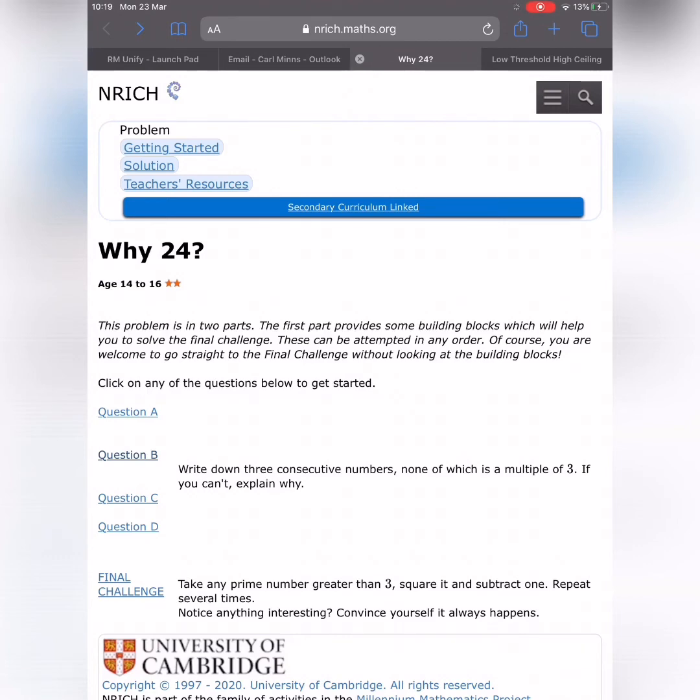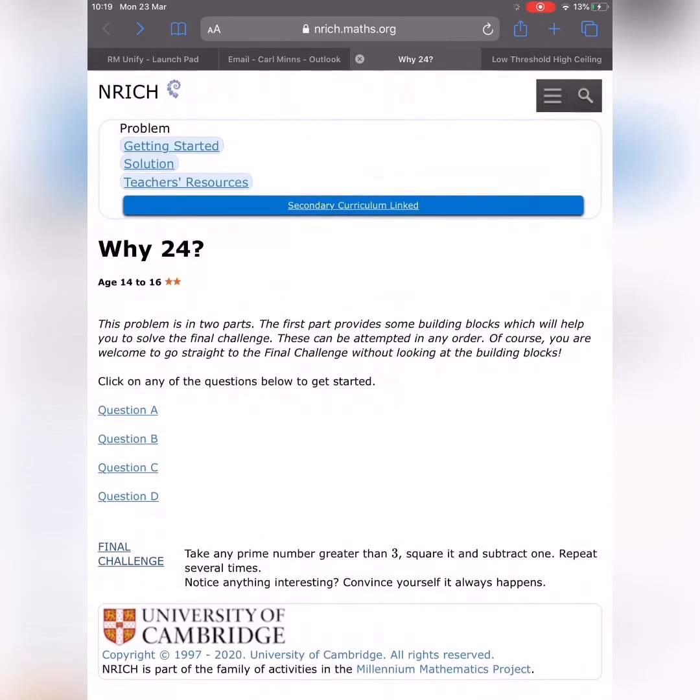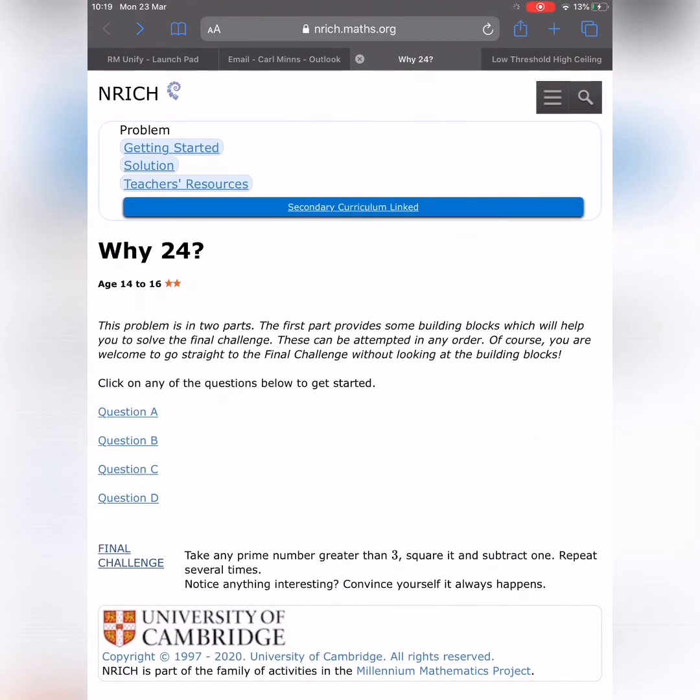So these build up to a final challenge. Take any prime number greater than 3, square it and subtract 1. Repeat several times. Do you notice anything interesting? Convince yourself it always happens.